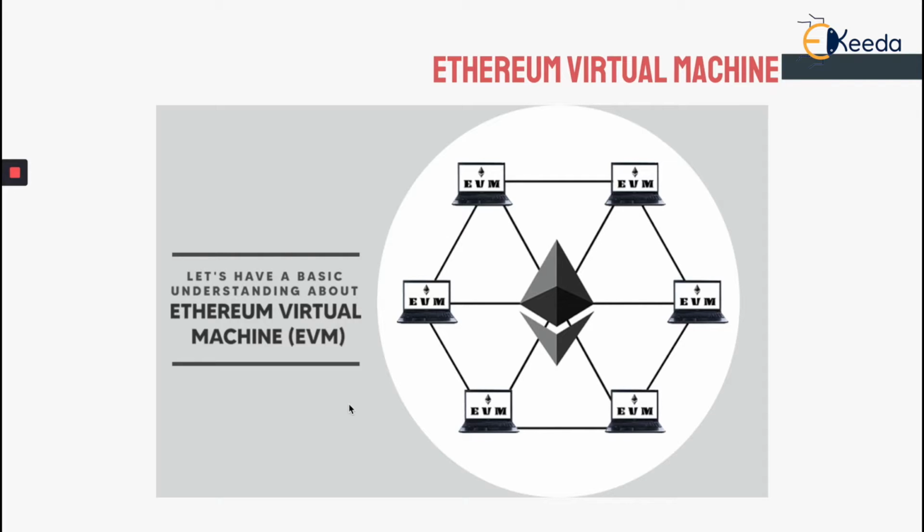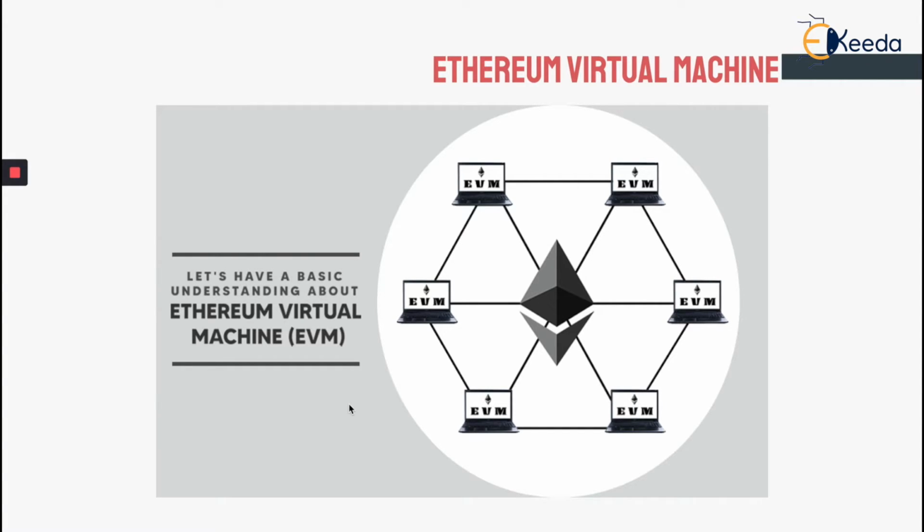To make it easier, these Ethereum virtual machines are installed in all of the nodes inside the Ethereum blockchain. Be it a miner, be it a full node, they all have this Ethereum virtual machine installed inside their system, and hence they can run the smart contract or execute the smart contract.